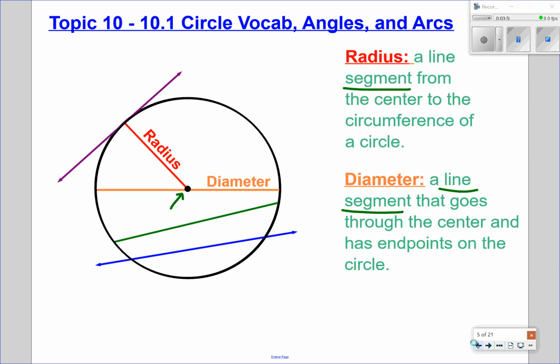I'm sorry, going back, one more thing here. The radius and the diameter are related. In fact, the diameter is equal to 2 times the length of the radius. So just understand that if you want to find the diameter using the radius, you multiply it by 2, and then to go backwards, obviously your radius will be the diameter divided by 2.